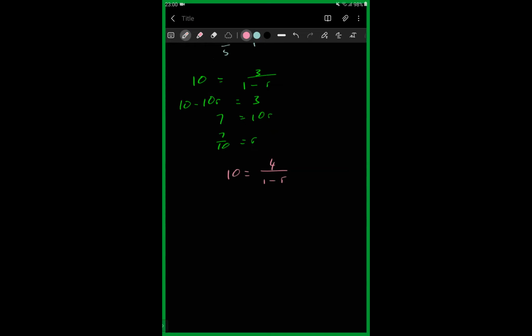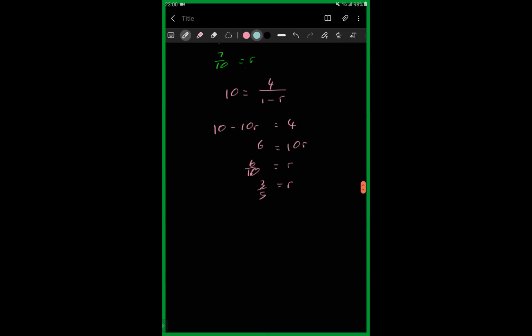So if a is a 4, let's see what this gives us. 10 minus 10r is equal to 4. Then here, 10r, this goes over, that's a 6, and then here, that's 6 over 10. r in the simplest form is 3 over 5. So this is another valid option for r.